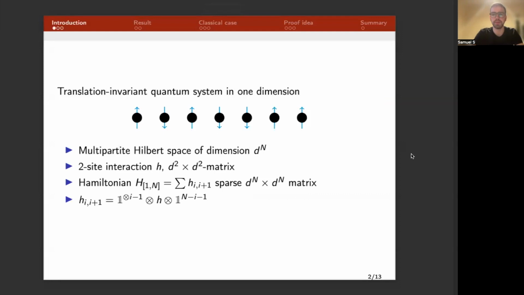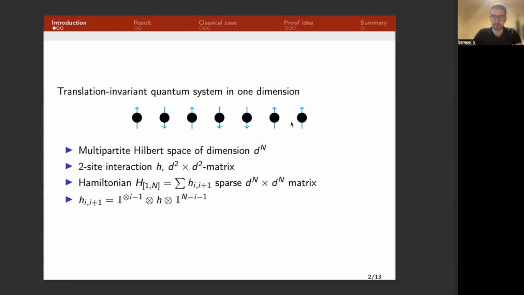I'll start with introducing the setup of our problem. We're interested in multipartite quantum systems. So you can think of atoms aligned on a chain, and each of these atoms has some degree of freedom, for example, an electron, which has a spin degree of freedom or something like that. We model each of these local systems by a d-dimensional Hilbert space, and thereby the whole system as a tensor product of these local Hilbert spaces, which is then a multipartite Hilbert space of dimension d to the n, where n is the number of particles that we have in our chain.